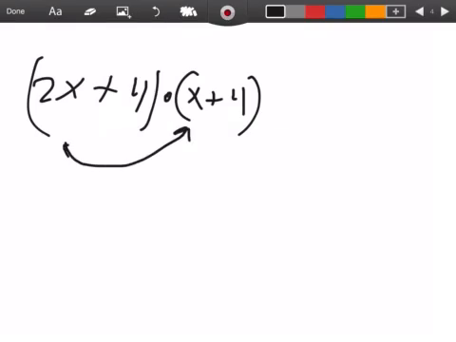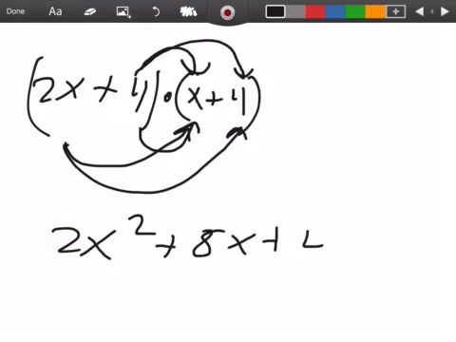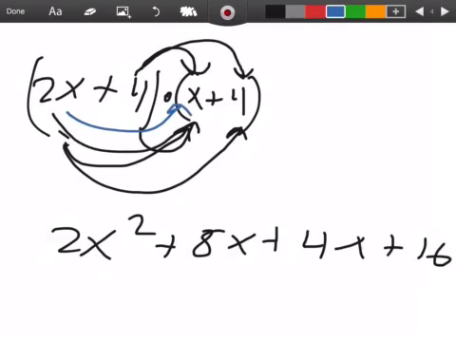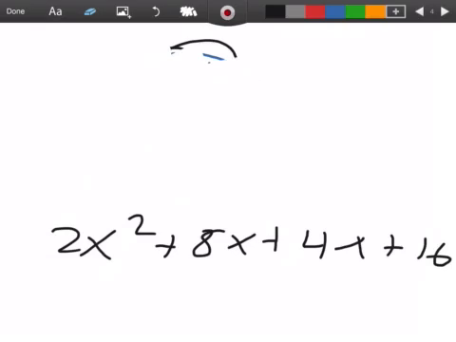Now we can do it like this. So we multiply this side and multiply this. That's basically how we solve it. So 2x squared plus 8x plus 4x plus 16. So this is 2x squared. This is 8x. This is 4x. And this is 16. This is a really long equation.